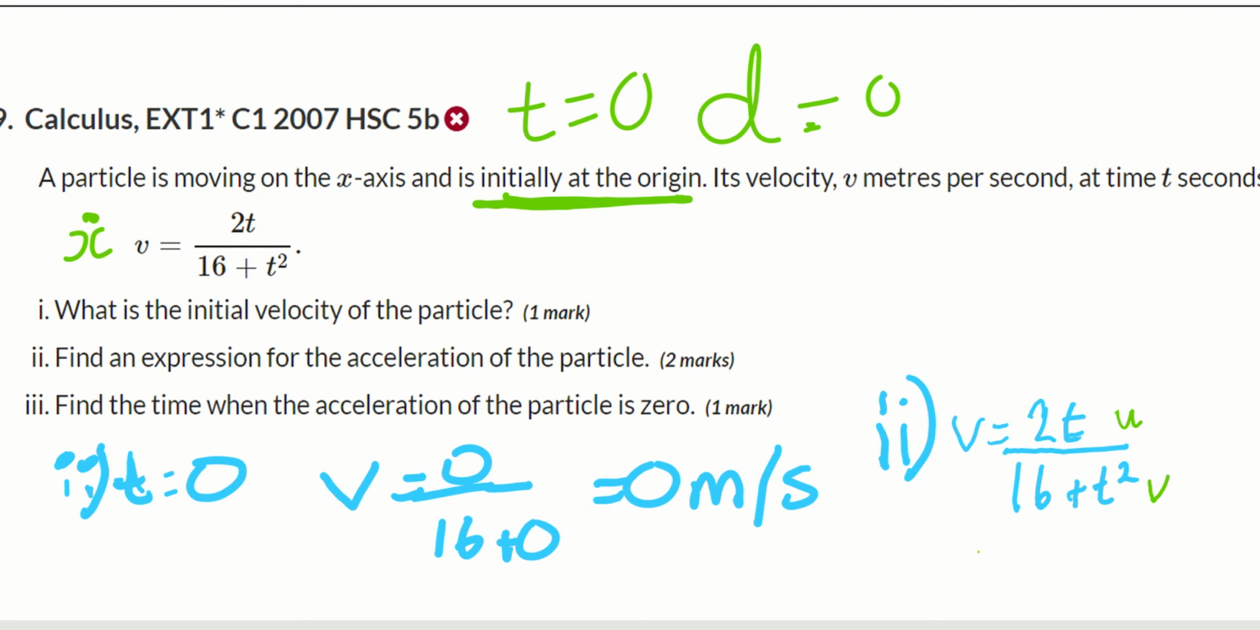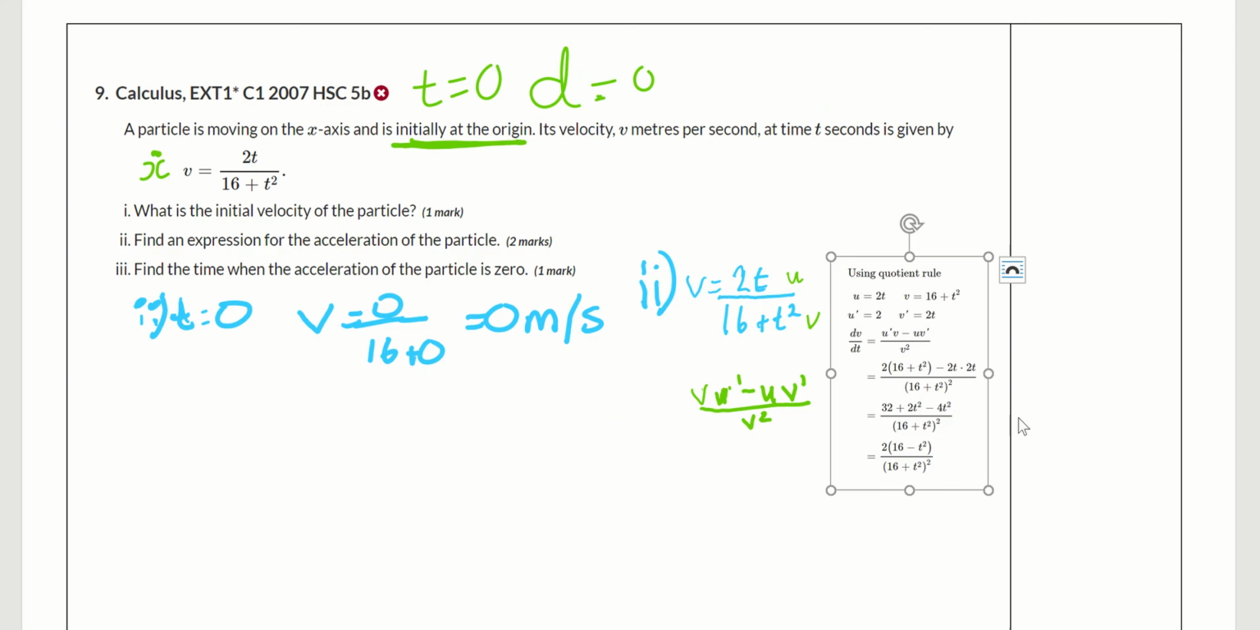rule, which is our v u dash minus u v dash all over v squared. Okay, give that a go. I will too. Okay, so I've cheated because my stylus is just playing up badly, but hopefully when you found your u dash, v dash, subbed it all in, you get an equation.